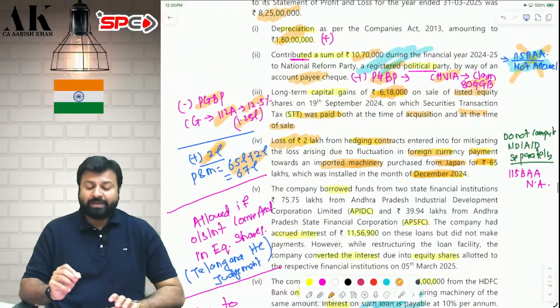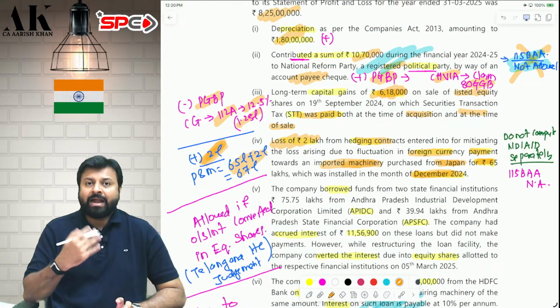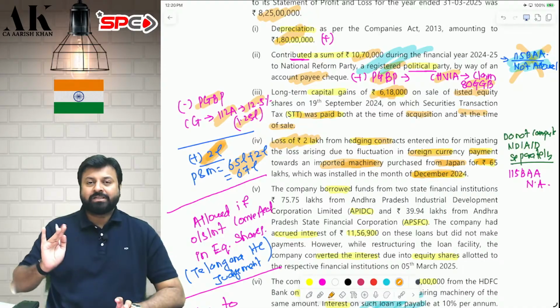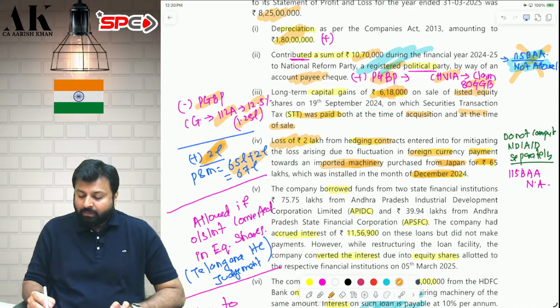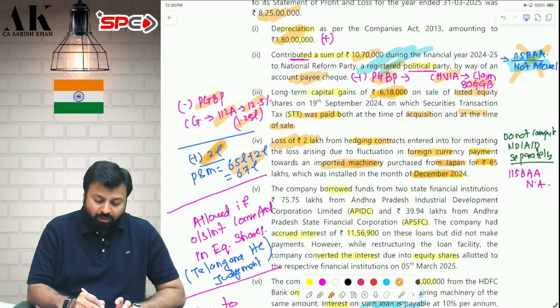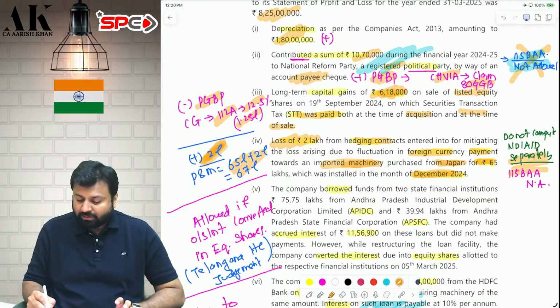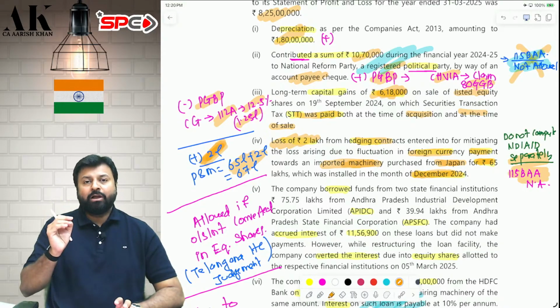What is the treatment of this? The treatment is very simple. Whatever loss is there, add that back. That's it in the normal provision. In 115BAA, whatever additional depreciation will come on this amount, that additional depreciation on 67 lakhs you have to add back. I hope it is clear to all of you.